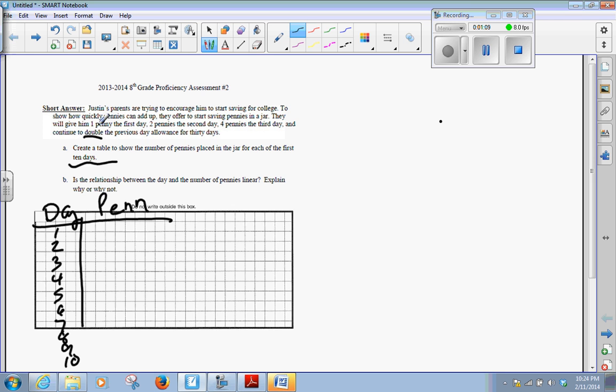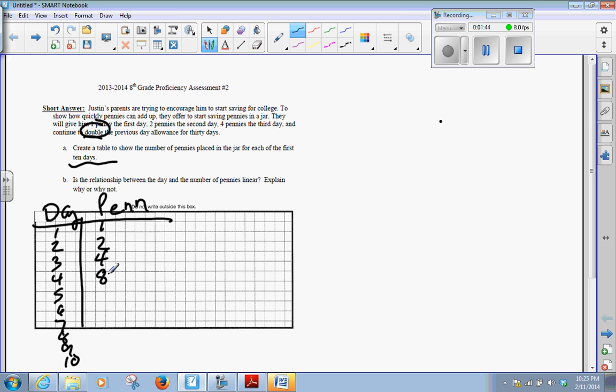So it says on the first day he got 1 penny. So day 1 should be 1 penny. Day 2, he got 2 pennies. Day 3, he got 4. And it's saying that they continue to double every time. When you double something, you're multiplying it by 2. So you'll notice that 1 times 2 gave me the 2 for the second day. 2 times 2 gives me 4 for the next day. So 4 times 2 would give me the next day, which is 8. Doubling does not mean adding 2. It means multiplying by 2 every time.